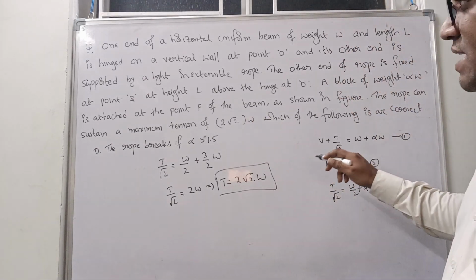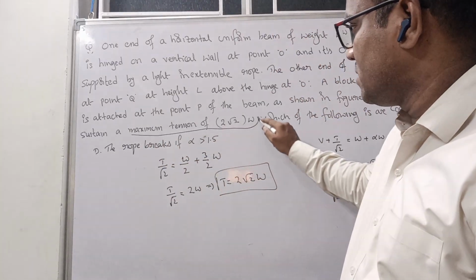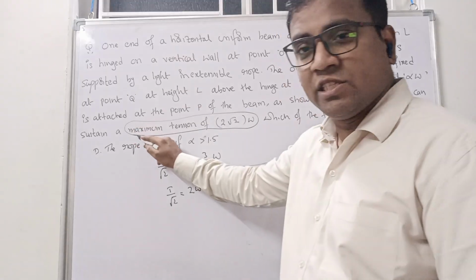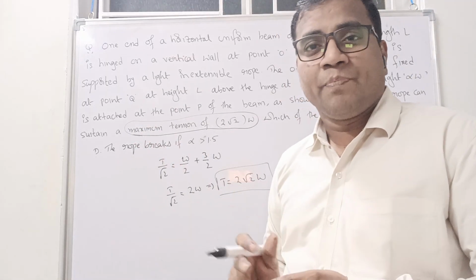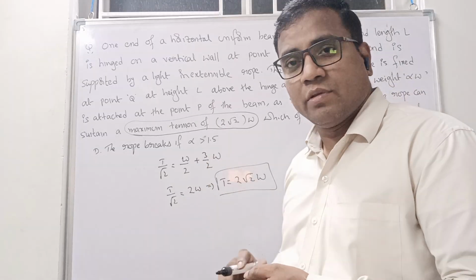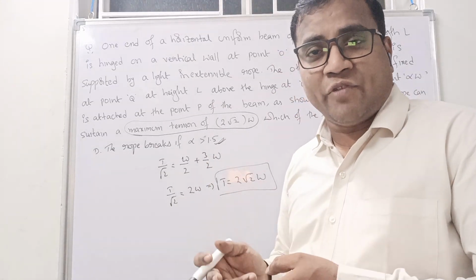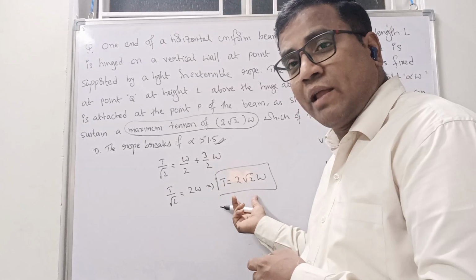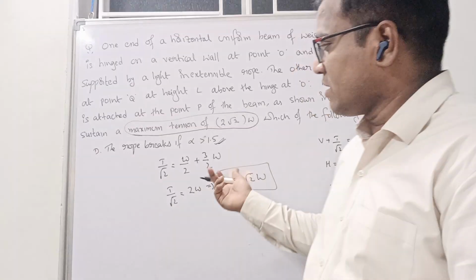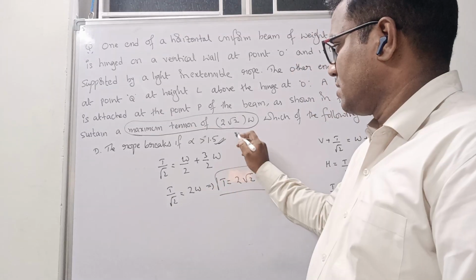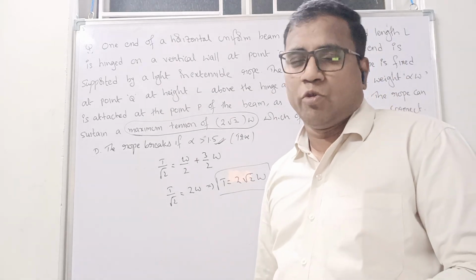In the question itself, he is saying that the maximum tension is 2 root 2 W. So under maximum tension, alpha is equal to 1.5. If alpha is greater than 1.5, tension will be more than this value, then automatically it will break. Clear? That means whatever he is saying is correct. This is a true statement. Correct? Clear? I hope you are understanding.